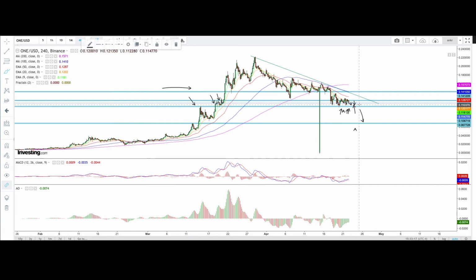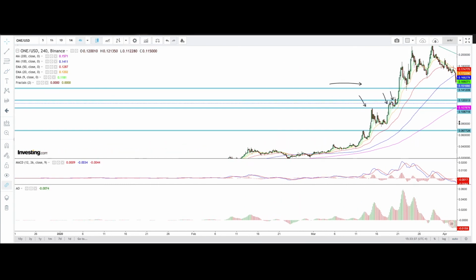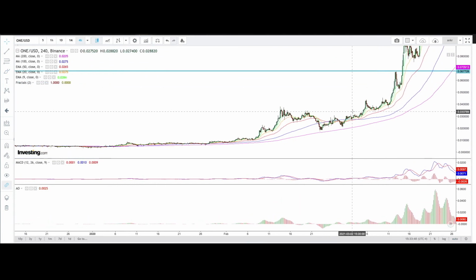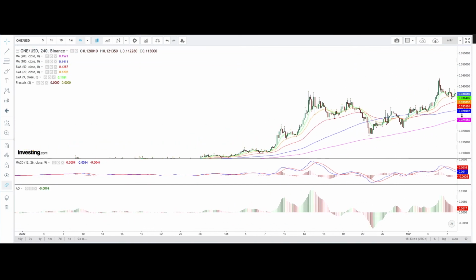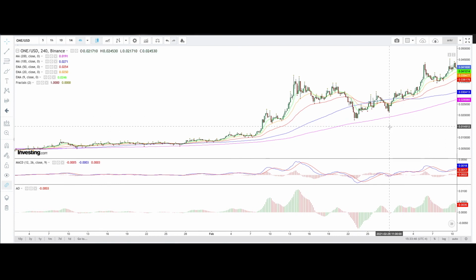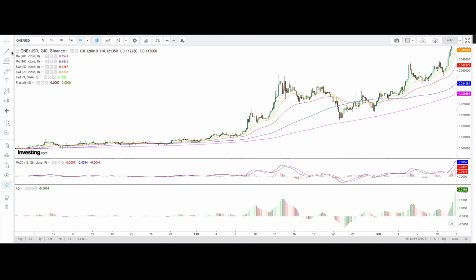So what we want to see is price break this level of resistance, bounce back down here, and then go up there. That is what we want to see. But at this point in time, based on the moving averages, it doesn't seem like it's something we're gonna get. So I'll show you a little bit of what has happened in the past. This is what has happened in the past, pretty much exactly the same thing.